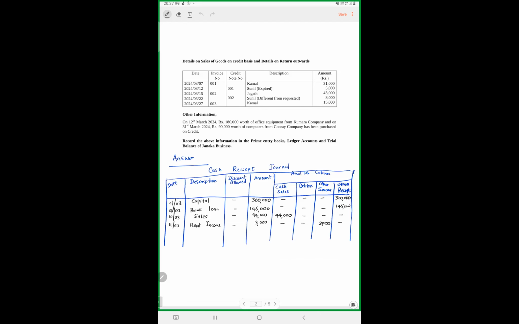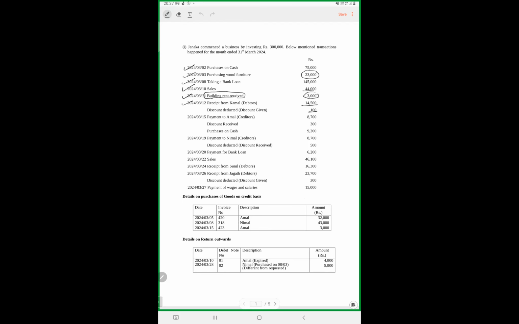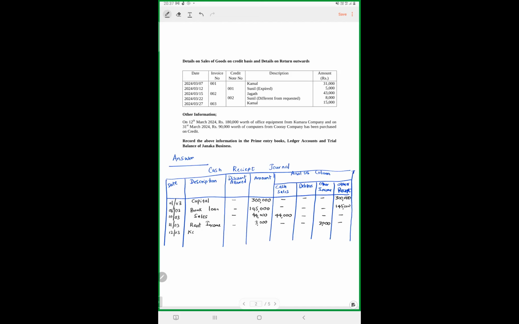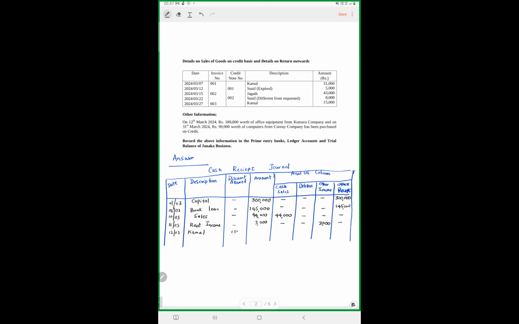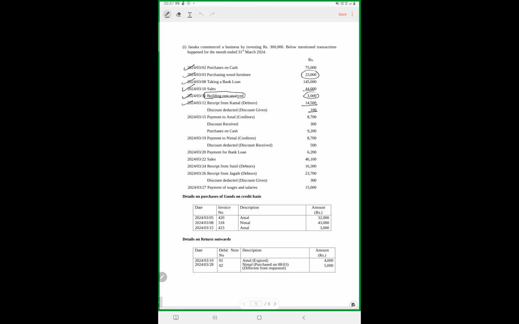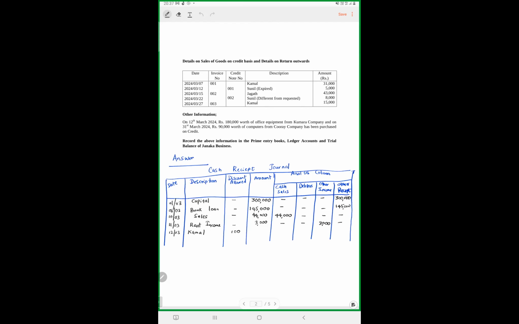Then we need to record it in the cash receipt journal as we are receiving the money. 12th March from Kamal. We are giving the discount 100. Then we are receiving 14,500 amount of money from debtors. So therefore we need to include it in the debtor column.